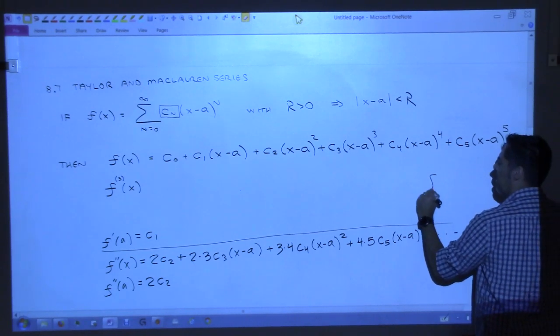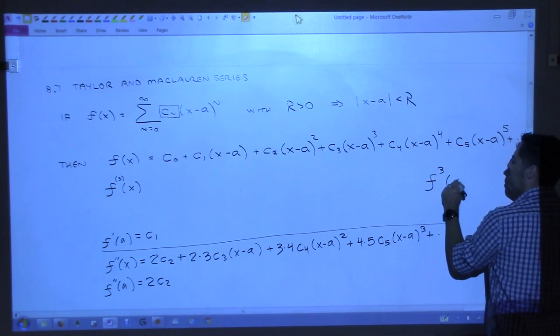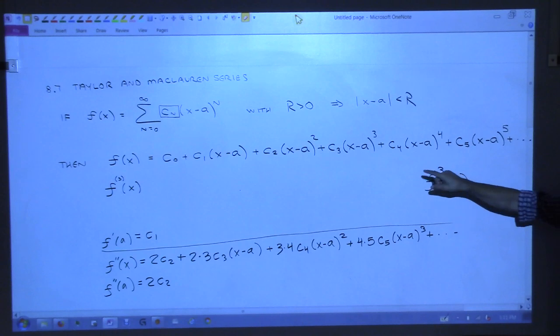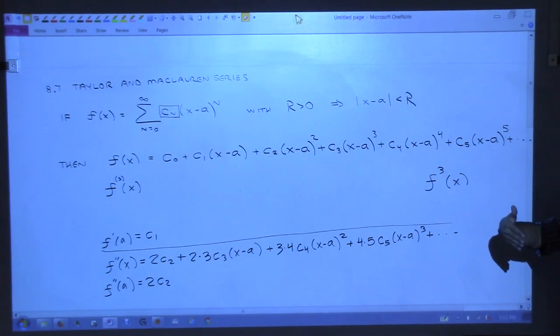Do not confuse that with this. This does not mean third derivative. This means what? Cube the function. Take the function times itself 3 times. With the parentheses around the 3, it means take the third derivative of the function.